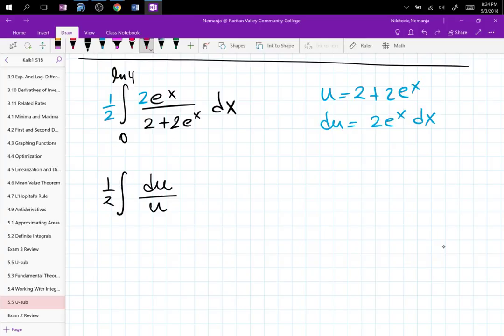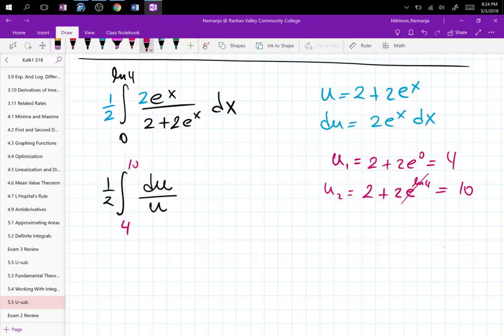Now I have to transform my limits. So u1 is the one on the bottom, and I will be plugging in 0 in the u formula. So that's 2 plus 2e to the 0. e to the 0 is 1, so the whole thing is 4. And u2 is 2 plus 2e to the ln 4. Now e and ln will cancel. 2 times 4 is 8 plus 2 is 10. So the top limit is 10.